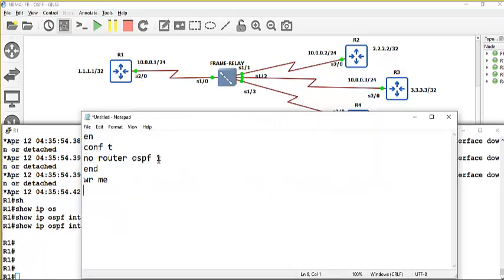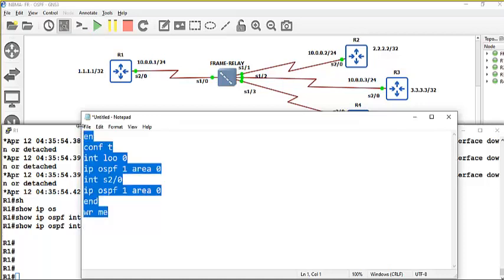In all the routers, I have 2 interfaces, which is loopback 0, IP OSPF 1 area 0, and then interface serial 2/0. You see, all the routers have got 2/0 only. IP OSPF 1 area 0. Now I'm going to paste this on router 1, 2, 3 and 4.